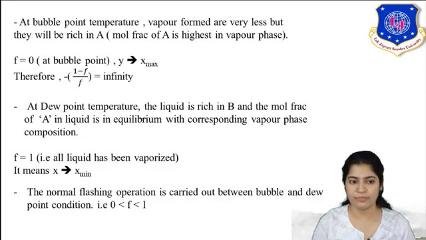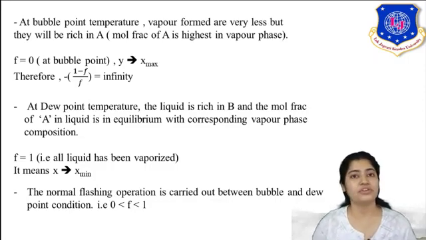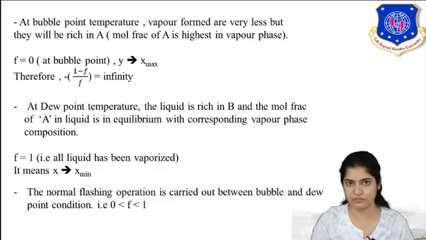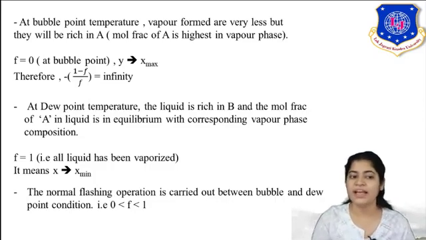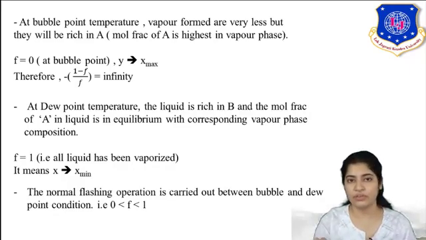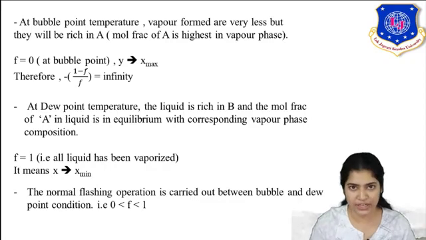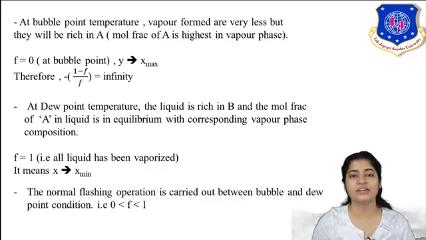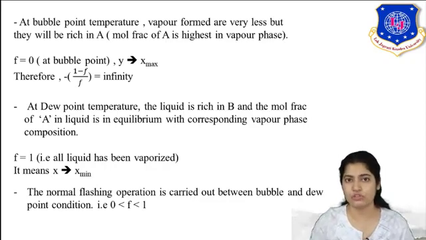Your more volatile component. So I can say that fraction of feed vaporized is what? Almost zero, because a very limited amount of vapors are forming. So that is almost negligible. Hence F is 0 at your bubble point. But your Y, the mole fraction of more volatile component in the distillate, is what? It is maximum. It is in its most pure form.